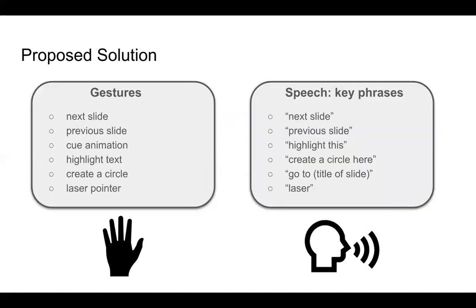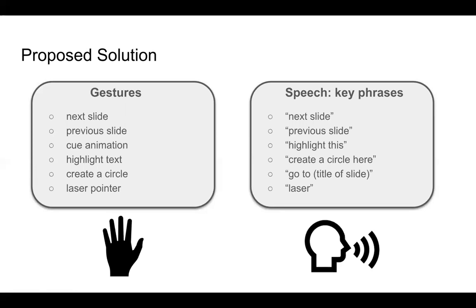Smart Slides will have two input modalities it recognizes: gesture and speech. To navigate the slide deck with gesture, the presenter can use their hand and swipe to the right to move to the next slide, swipe to the left to move to the previous slide, or swipe up to cue an animation on the slide. Additionally, the presenter can move through the slide deck with speech by saying "next slide," "previous slide," or the title of the specific slide to jump to.